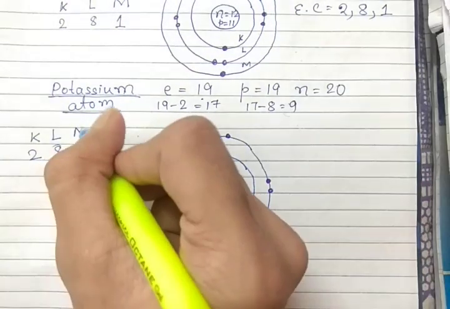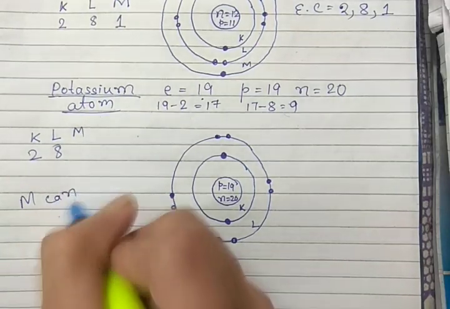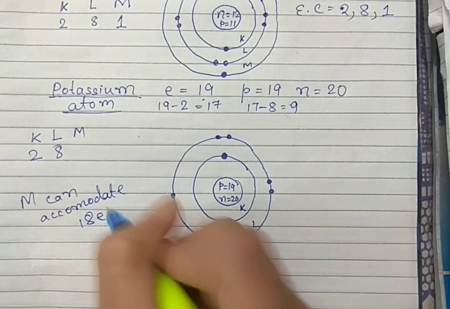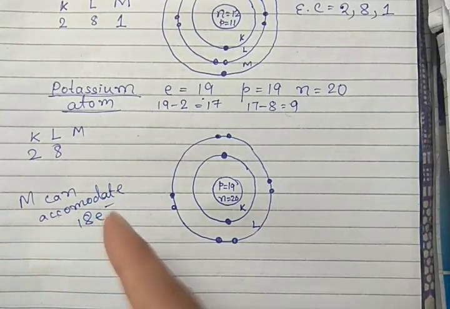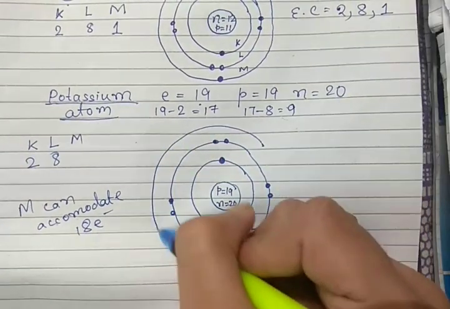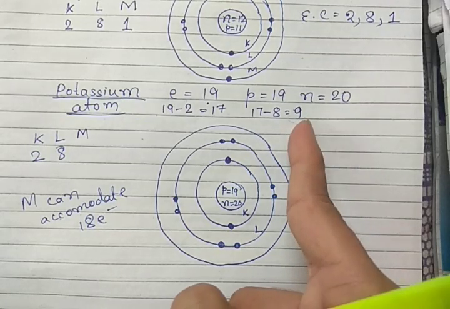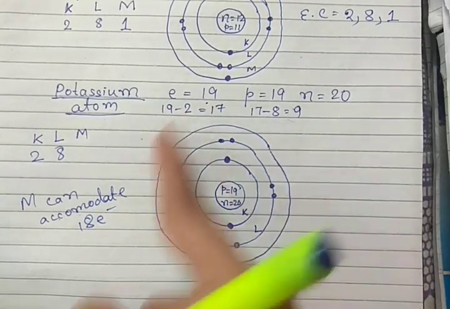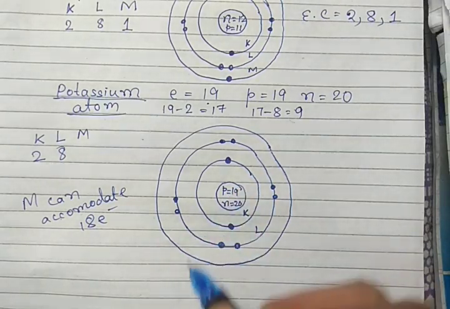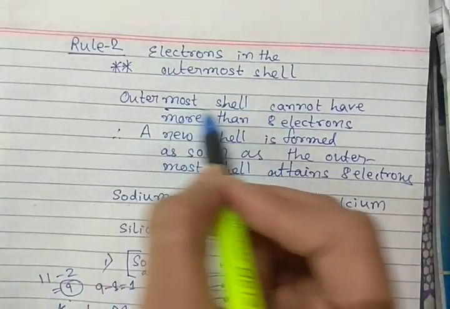Now what is the maximum capacity of M shell? M can accommodate 18 electrons, isn't it? একটু আগে টেবিলটা কি শিখেছিলাম? M shell এ 18 খানা ইলেকট্রন অ্যাকোমোডেট করতে পারে। তাহলে আমরা M shell ড্র করছি এবার। তাহলে উচিত কি ছিল? এই 9 খানা ইলেকট্রন যেটা পড়ে আছে, the remaining 9 electrons all should have been placed in the M shell, but now you will observe that is not the case, because based on rule 2, outermost shell cannot have more than 8 electrons.